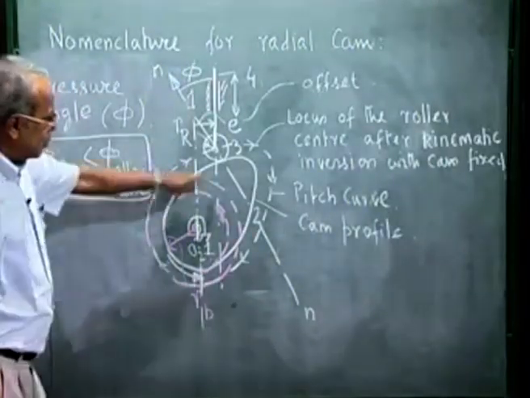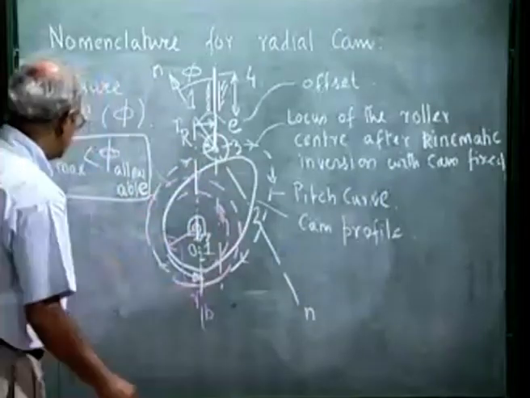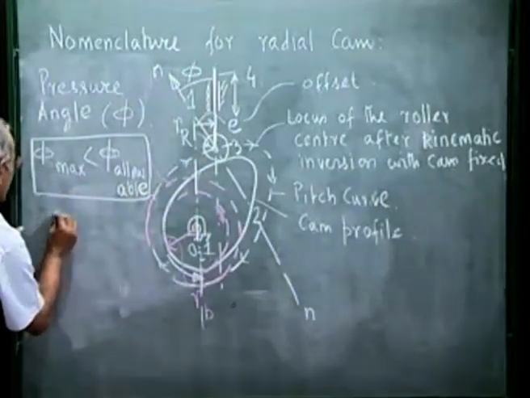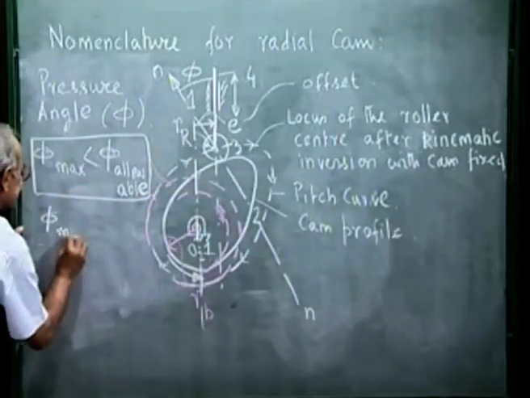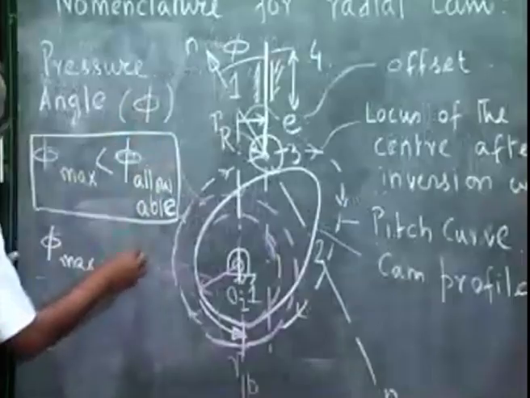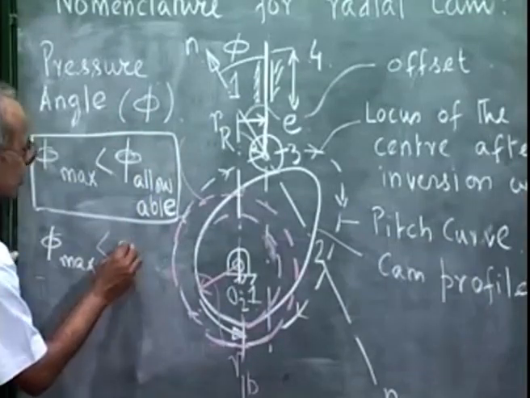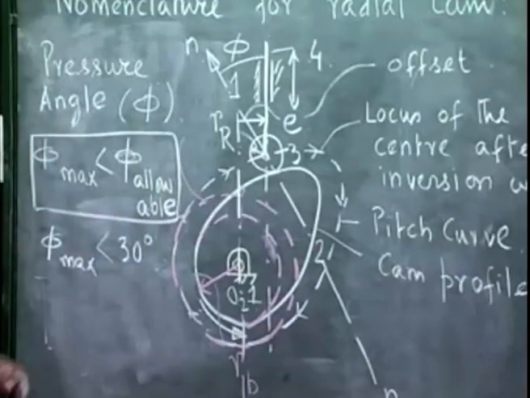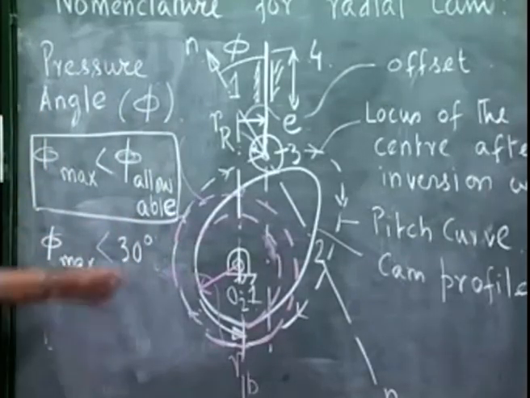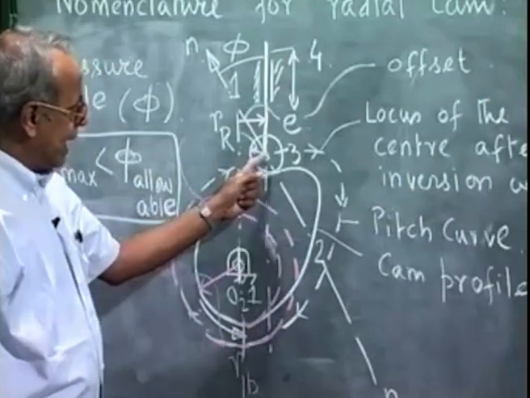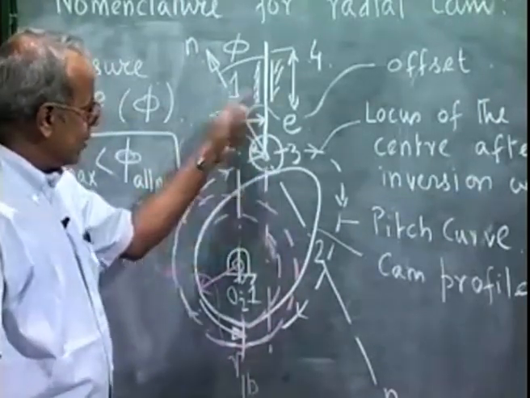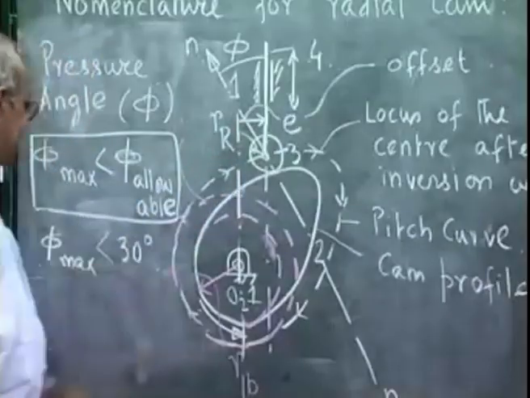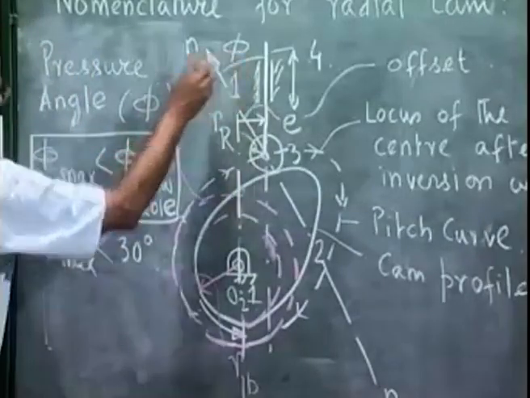The phi will keep on changing depending on the cam profile, and normally for a roller follower we want phi max. For translating follower, the phi max should be less than 30 degree. Similarly, for an oscillating follower, the velocity of this point and the common normal are not in the same direction, and the angle between them will be called pressure angle.